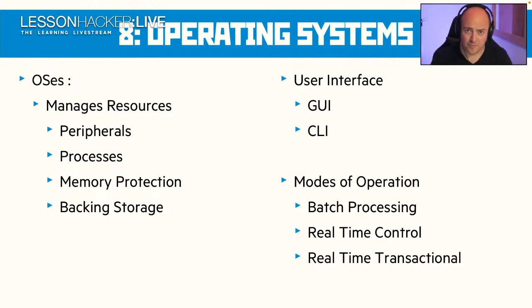There are also three modes of operation you need to be aware of. Batch processing, where all the jobs the operating system needs to do gets collected together and processed at the end of the night. Real-time control, where I press a key and something happens there and then. That's important if human life is at stake. So if it's a safety system like air traffic control, you want that.